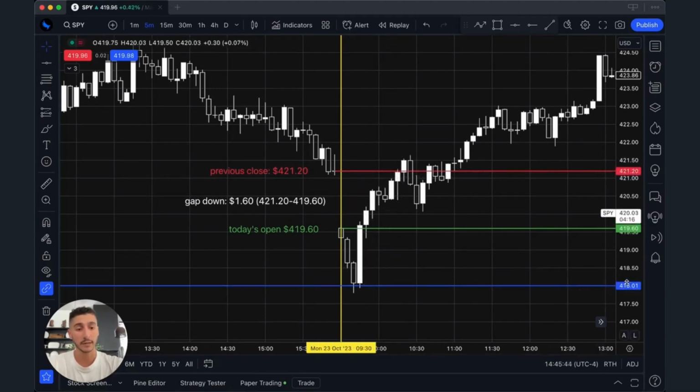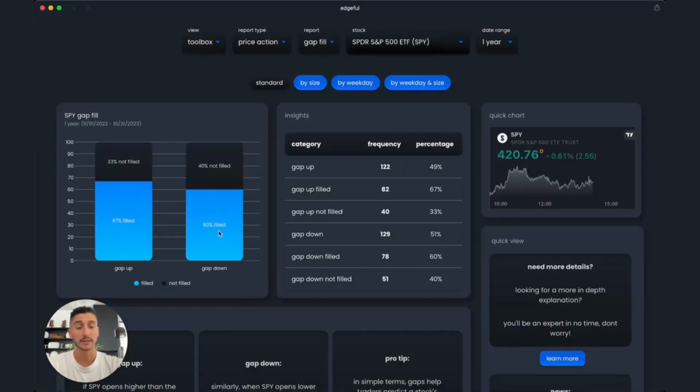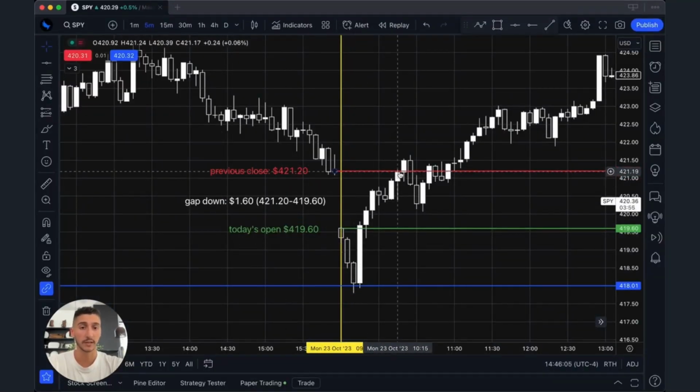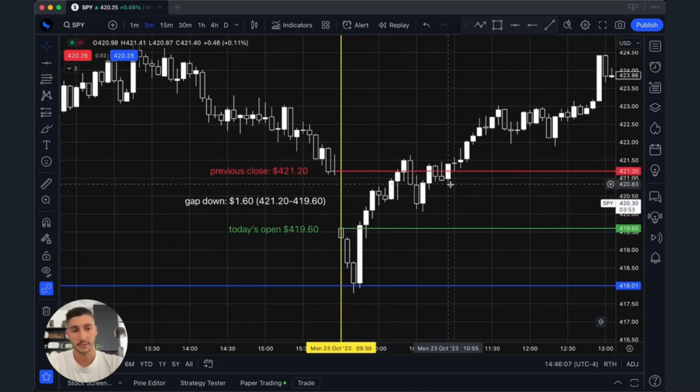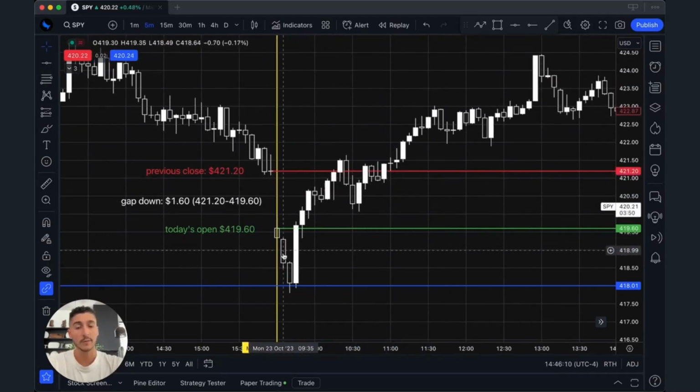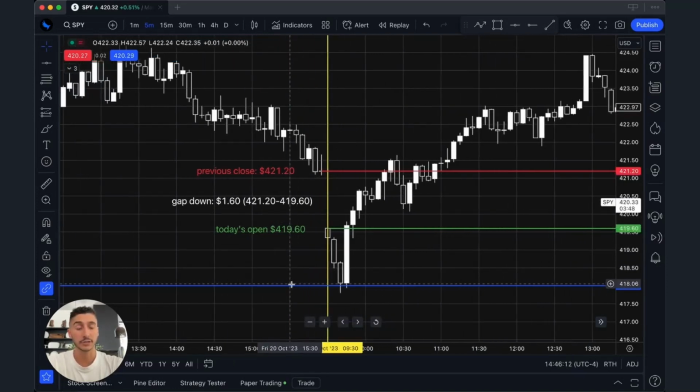So 418 is a support here. Price came down into 418. If you had gotten long here at 418, you can set targets at 419, 420, and then you could leave runners to really maximize this trade to the gap fill. Because 60% of the time, price will touch this red line at some point. Now, in this example, price went much further, but these gaps should give you a bias on the day.